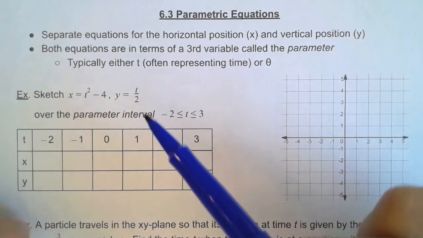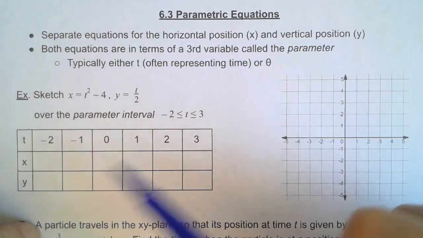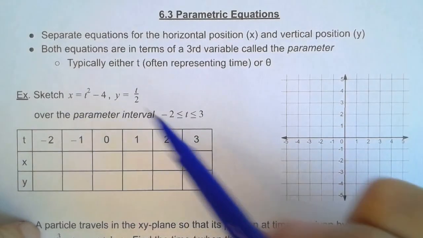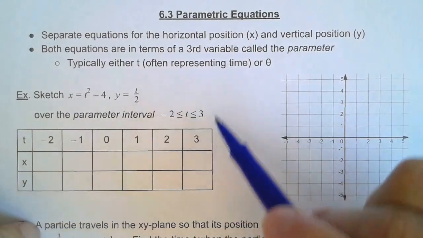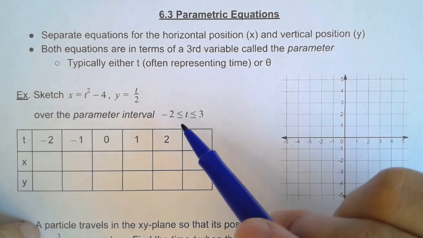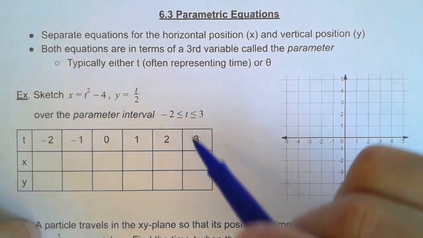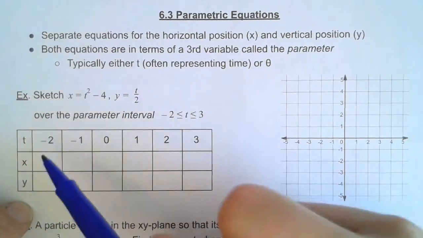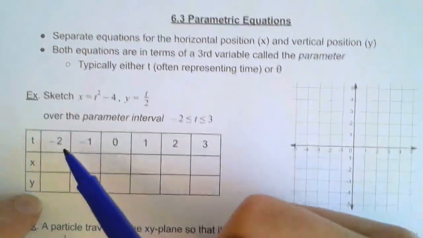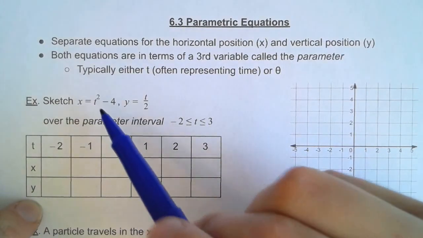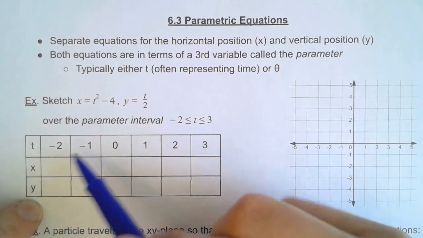So if we want to sketch these, just like anything, if we're not sure how to sketch it, we just make a table. This one has what's called a parameter interval. We have specific values of t. Sometimes we have this, sometimes we don't. If we didn't, then we would just choose our own values of t. But this tells us the values of t to have in the table.